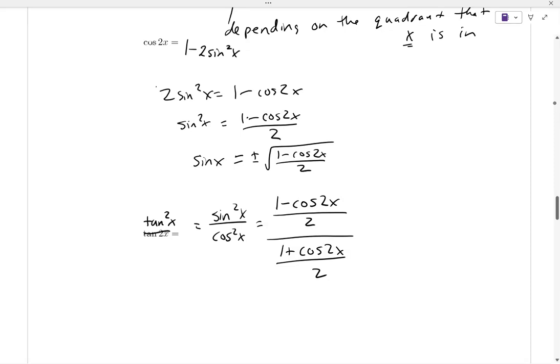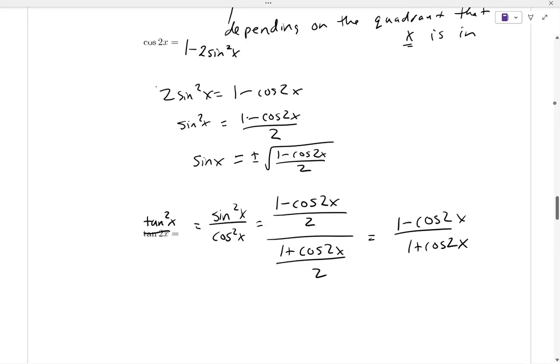What can you do with the 2's here on top and bottom? They cancel, right? Because if you think about inverting and multiplying, this 2 goes up to the top and they cancel out. So this just becomes 1 minus cosine 2x over 1 plus cosine 2x. And this actually gives you a perfectly good half angle formula for tangent.